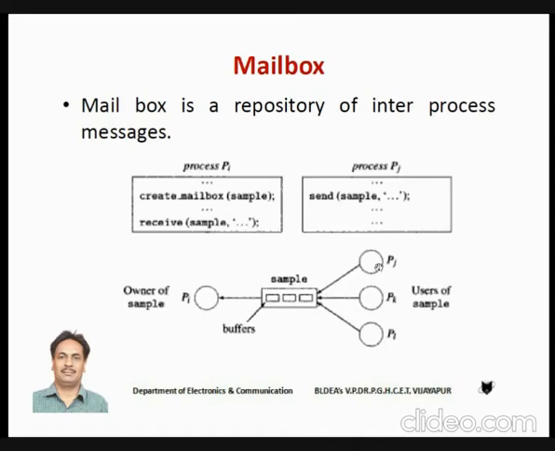And these processes, like here we have shown PJ, PK, and PL, are the processes which can send messages. The processes which are allowed to send the message are referred to as users of the mailbox. So users of the mailbox are the processes which can send messages to the mailbox. Here in this example, we can say that PI is the owner of the mailbox sample, and PJ, PK, and PL are referred to as users of the mailbox sample.